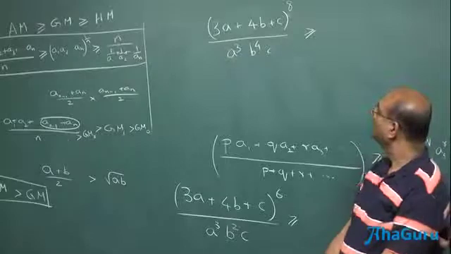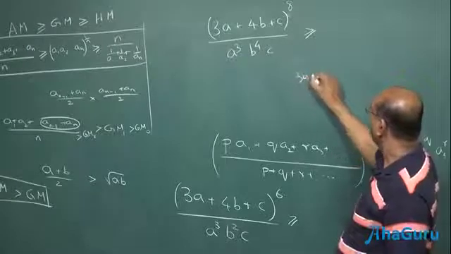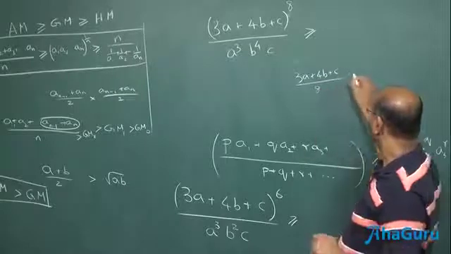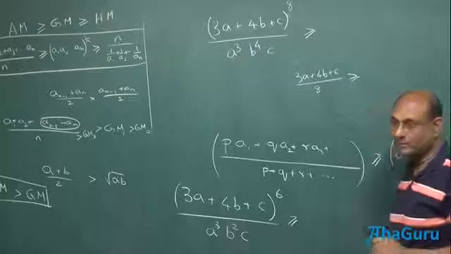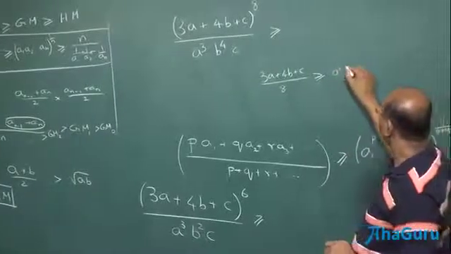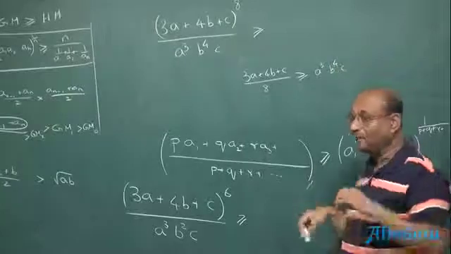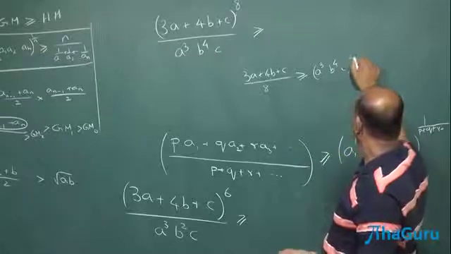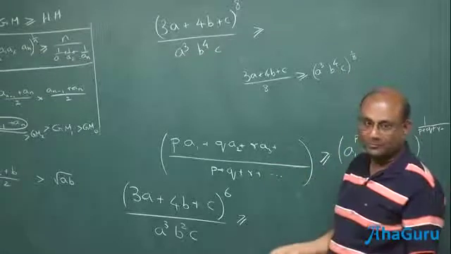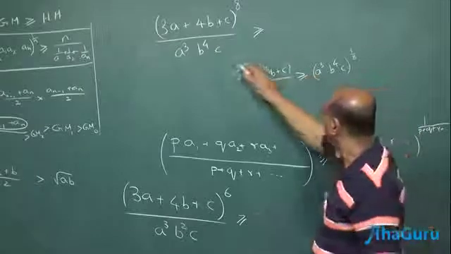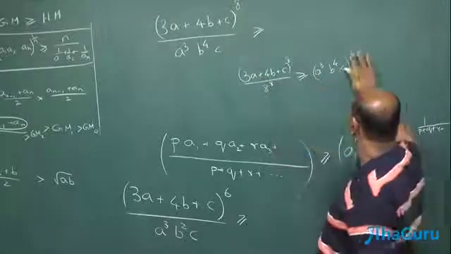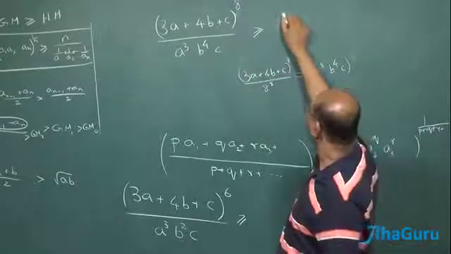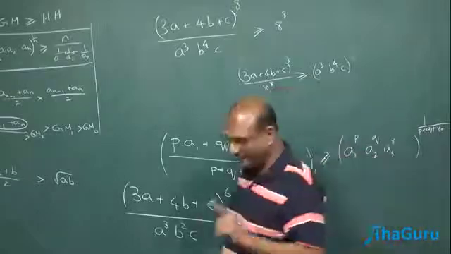How will you do that? Because you can say 3a plus 4b plus c by 8 is greater than or equal to, arithmetic mean is greater than or equal to a cube b power 4 c, power 1 by 8. And so if I now raise all sides to power 8, so this power 8 by this power 8 is this. So you bring this down and you will get this is greater than 8 power 8. So what is the least value? 8 power 8. Is it possible?